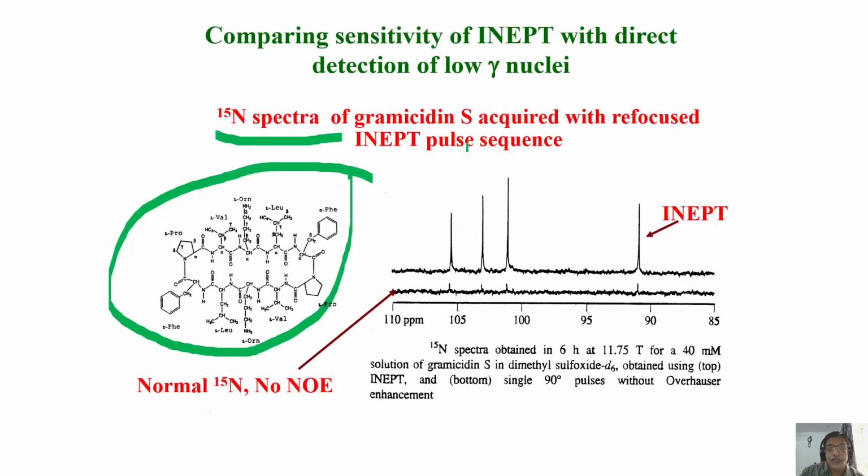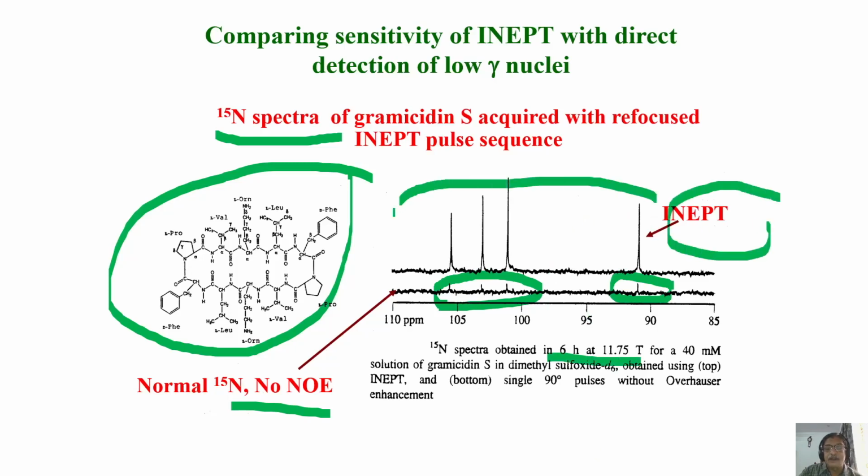Okay. And look at it. This is the conventional 15N spectrum. No NOE. This is what you see. It takes ages to acquire. It takes nearly 6 hours to do this. Whereas the INEPT experiment gives you enhancement like this. See the advantage of polarization transfer.